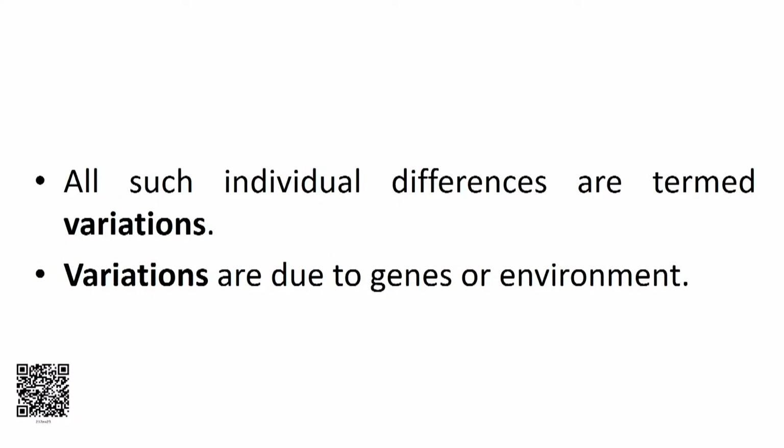We can observe some similarities or differences. How can we observe? Look around and you will find there are many differences between individuals of the same kind. For example, take a rose garden. The color of rose flowers on different plants is different, and puppies of the same mother dog differ in their color, meaning the color of their hair or fur. All such individual differences are termed variations, and they are due to genes or environment.